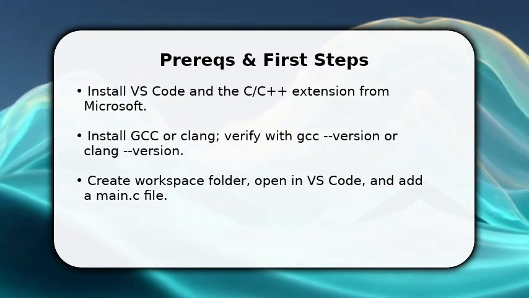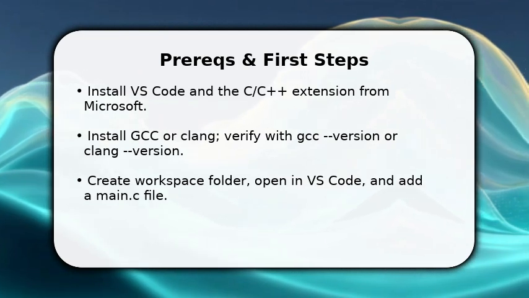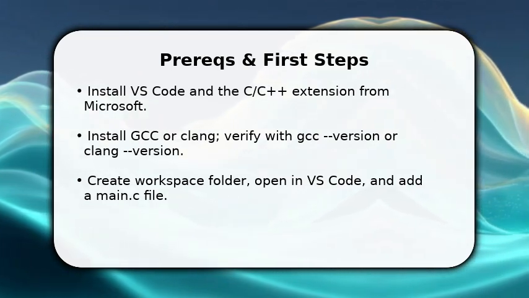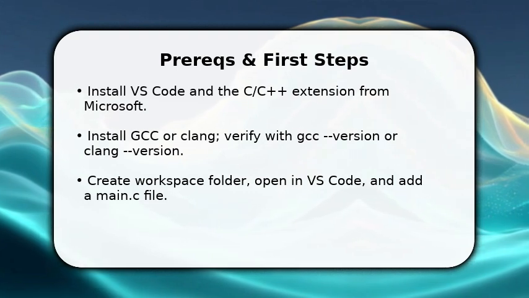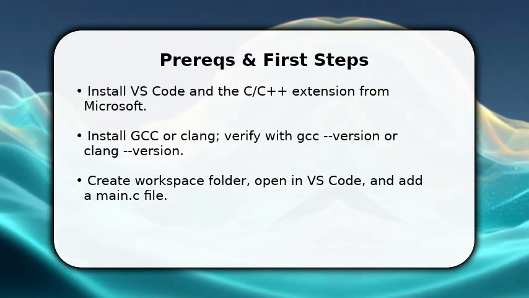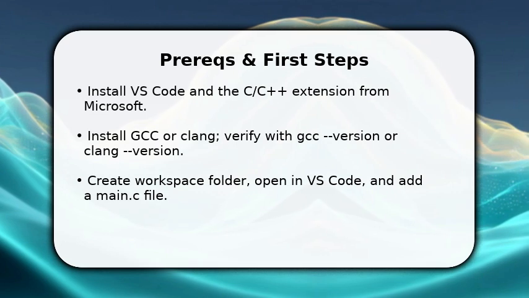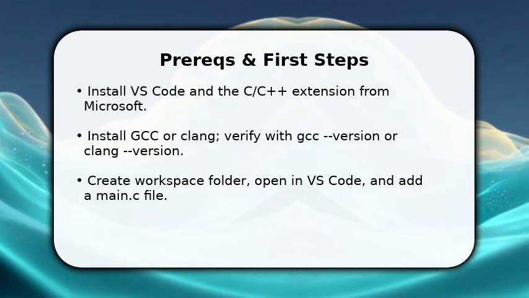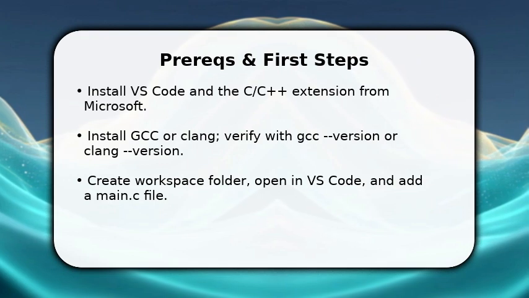Once done, open a dedicated workspace folder, create main.c, and save it. Make sure to set the file type to C and optionally initialize a .vscode folder. This starts the editor's configuration pipeline, so tasks and debugging can be added next.